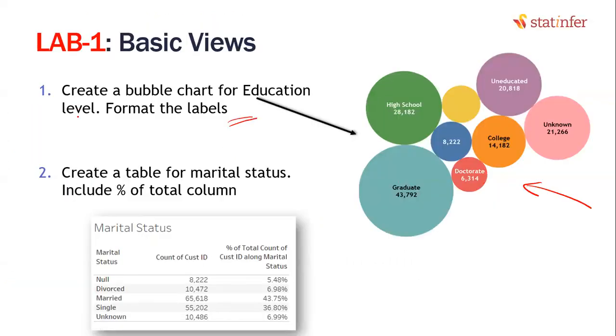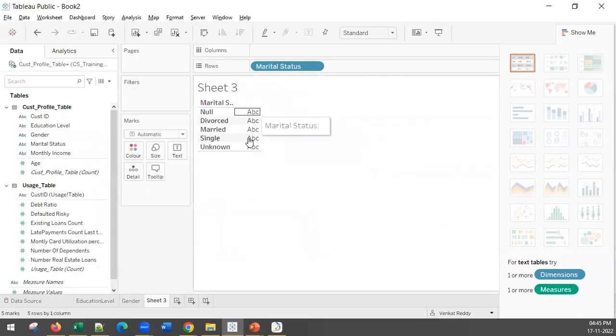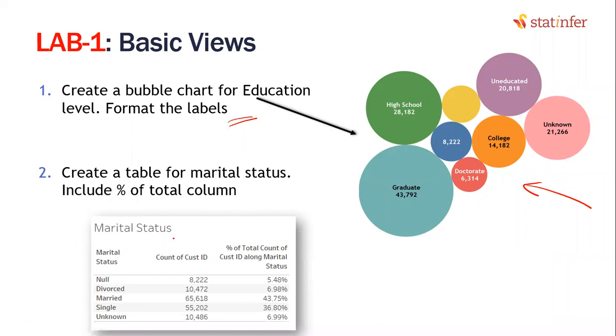That's the first exercise. The second exercise is on marital status. There is a column called marital status. On marital status, I want you to add two more columns: count of customer ID, how many customers are married, how many customers are single, how many customers are unknown, divorced or null. This is the first column, and what is the respective percentage, that also needs to be displayed. It is a little bit tricky, but you will be able to do it.